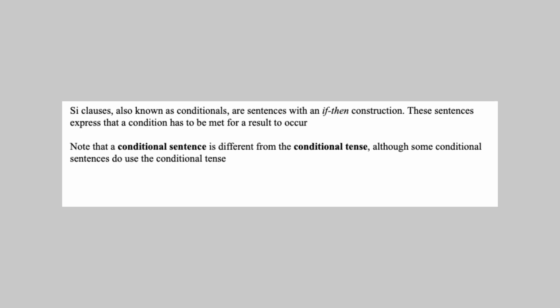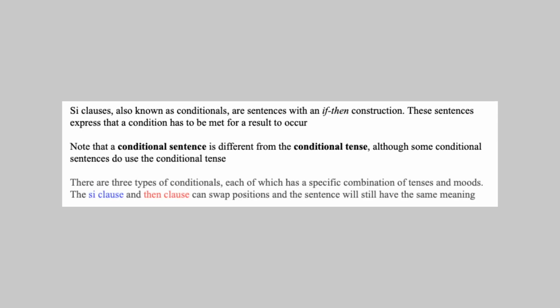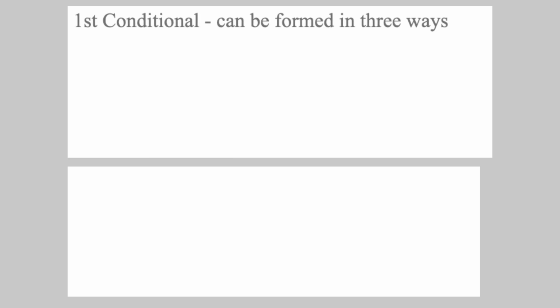And do keep in mind that a conditional sentence is different from the conditional tense, although some conditional sentences do use the conditional tense. There are 3 types of conditionals and each have a specific combination of tenses and moods. In these conditional sentences, the if clause and the then clause can swap positions and the sentence will still have the same meaning. The first conditional can be formed in 3 ways.